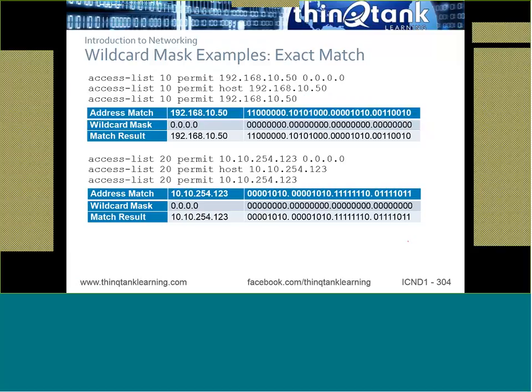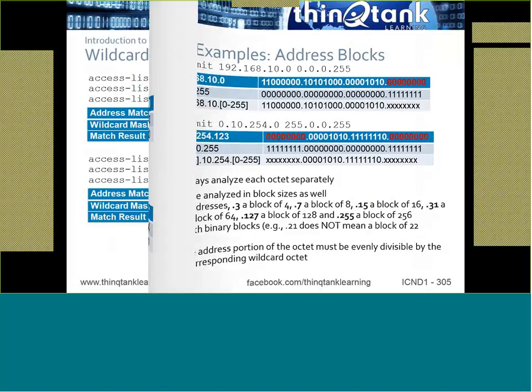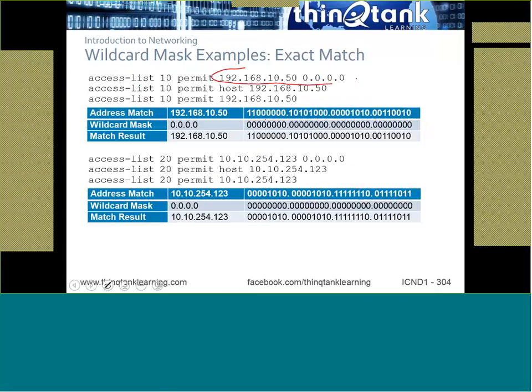The router assumes you're talking about a host. So you guys look at this, and it has to be 192, it has to be 168, it has to be 10, it has to be 50. All right?